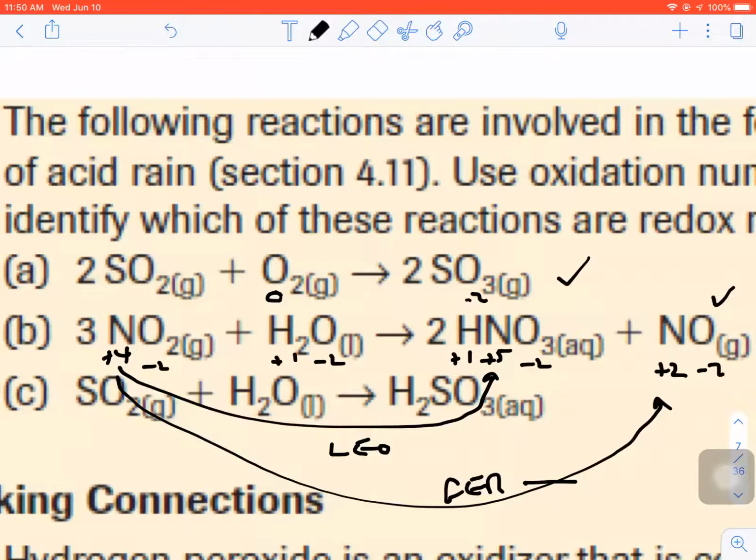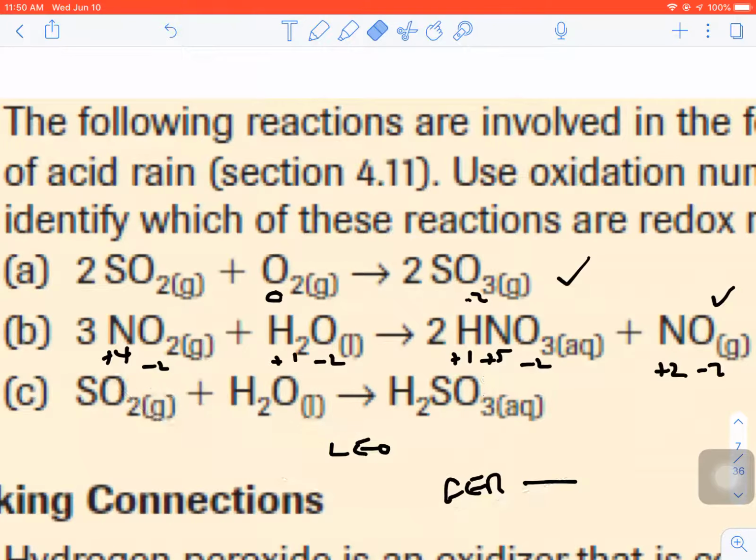Okay, so I'm back. I'm going to finish up this last question, just so that we're all still working at the same thing together here. So the question was, identify which of these reactions are redox.